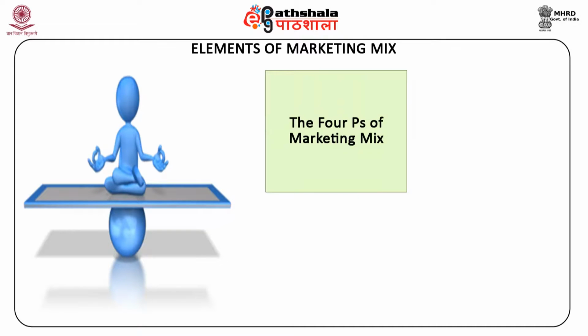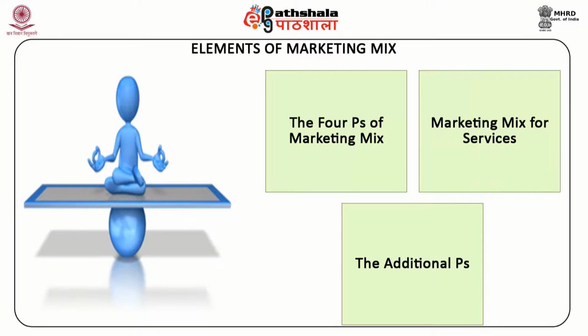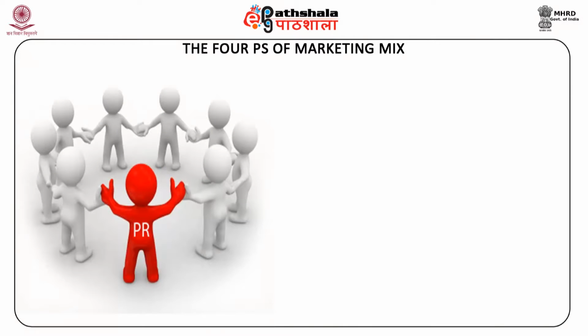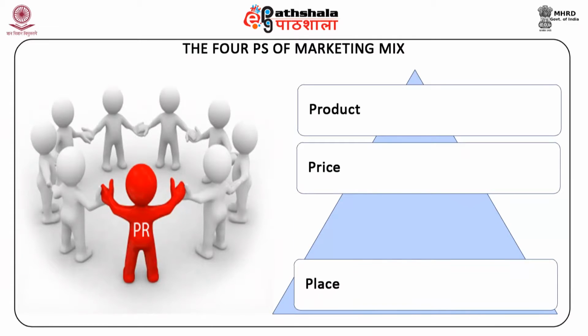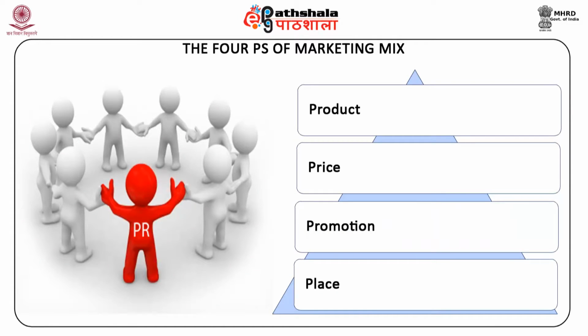The 4 P's of marketing mix, the additional P's, and the marketing mix for services. The 4 P's of marketing mix. As discussed, marketing mix comprises of 4 elements or variables, which are product, price, place, and promotion. These are again enlisted here: product, price, promotion, and place.